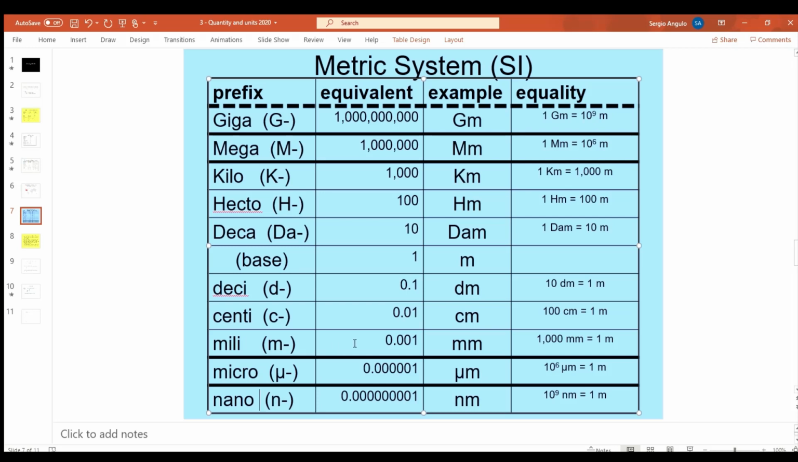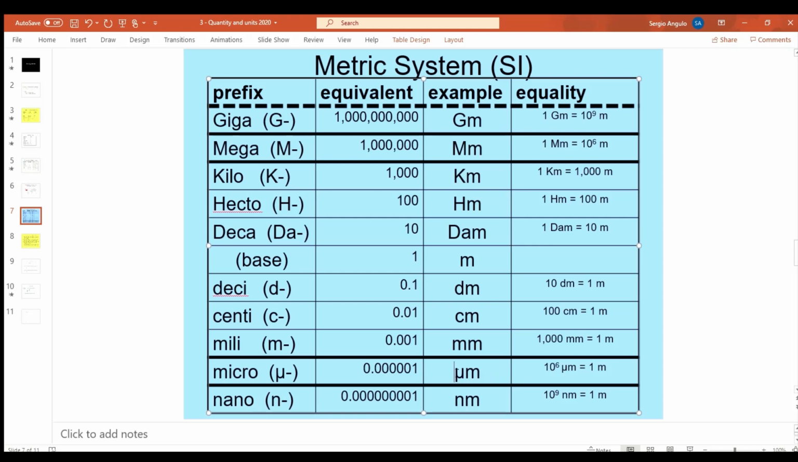Centi is 1/100th. So a centimeter is 1/100th of a meter. Milli is 1/1000th. So a millimeter is 1/1000th of a meter. You can take a meter, break it up into 1,000 equal pieces, and each one of those is a millimeter. And that's usually used to measure a lot of very small things. But when things are really, really small, we get down to the micro and the nano range. Micro means a millionth. A micrometer is a millionth of a meter.